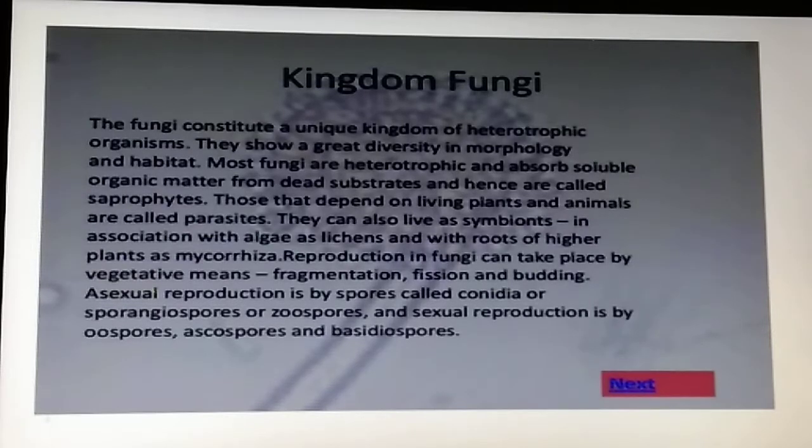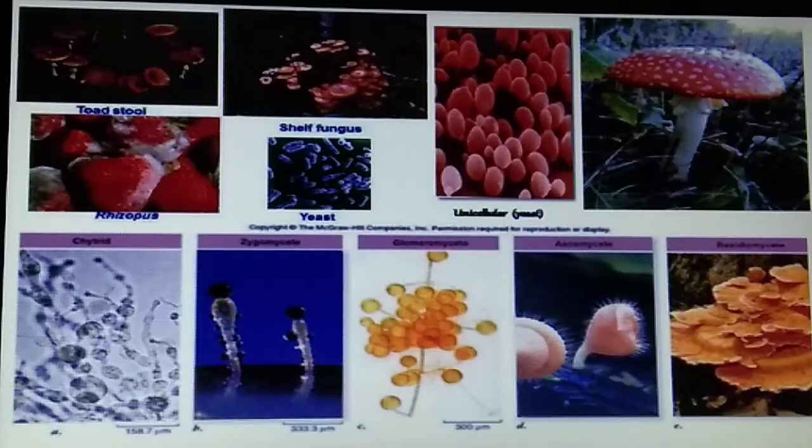Reproduction in fungi can take place by vegetative means, that is fragmentation, fission and budding. You all have studied these processes in your previous classes. Asexual reproduction is by spores called conidia or sporangiospores or zoospores, and sexual reproduction is by oospores, ascospores or basidiospores. You can see here students, a lot of fungi have been shown here: unicellular yeast, agaricus, shelf fungus, toadstool, rhizopus.